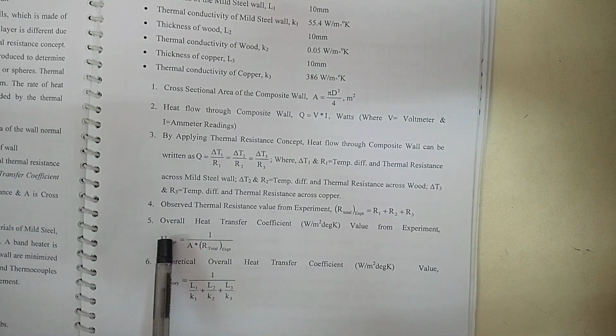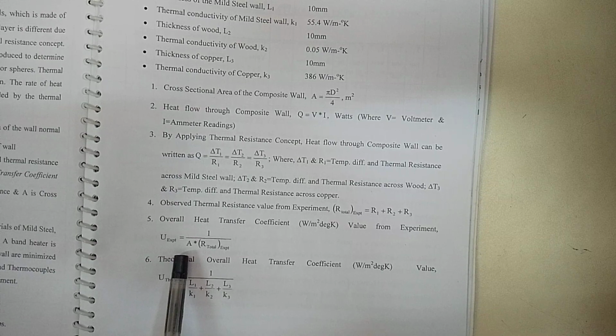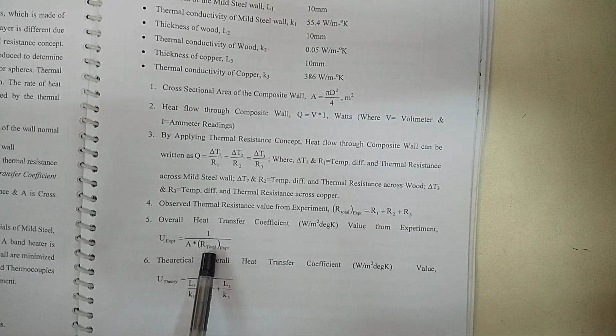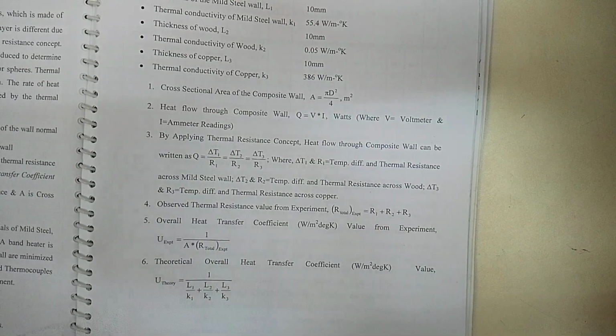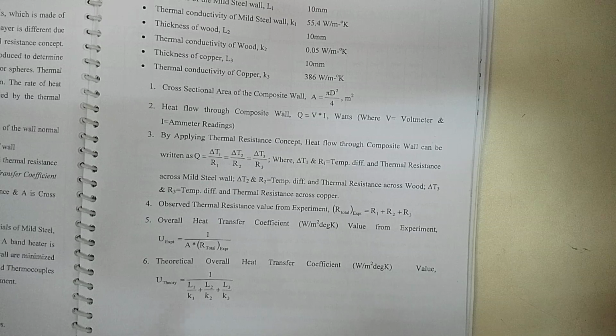Then we are going to find the overall heat transfer coefficient from the experiment, that is 1 by the area of the composite wall times the total resistance, since you know both. You substitute into this equation, and this is the way you find it from the experiment.